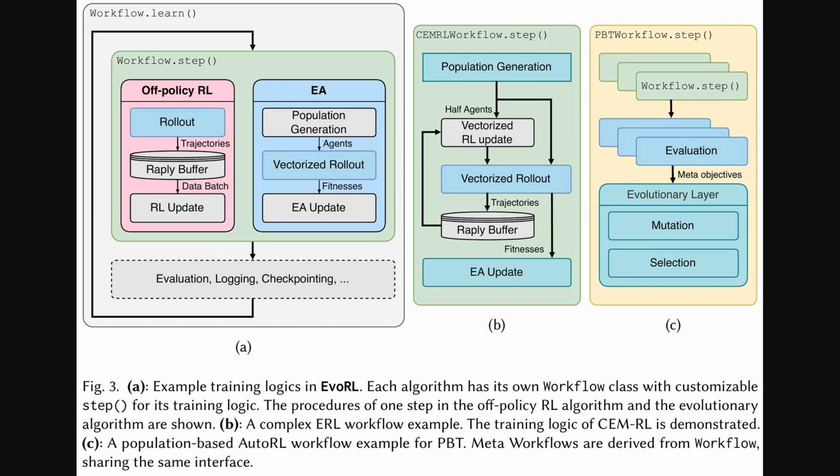Then, Diagram B details a hybrid approach, specifically cross-entropy method reinforcement learning, or CEMRL, where population generation and reinforcement learning updates are more tightly coupled. And finally, C shows a population-based AutoRL workflow for something like population-based training, or PBT, focusing on evaluation and an evolutionary layer with mutation and selection to improve the AI models over time. So these diagrams really show the flexibility of the EvoRL framework in action.